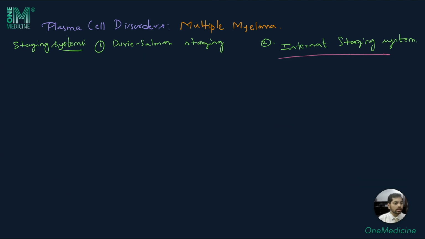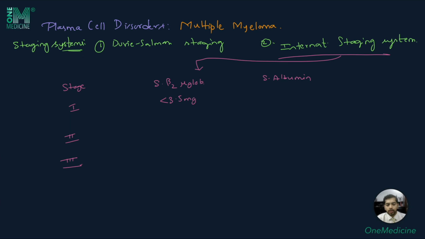The other staging system is the International Staging System. It is divided into stage 1, stage 2 and stage 3. They are based on the serum beta 2 microglobulin level and serum albumin level. Stage 1 is when the patient's beta 2 microglobulin level is less than 3.5 milligrams per liter and albumin is more than 3.5 grams per deciliter.